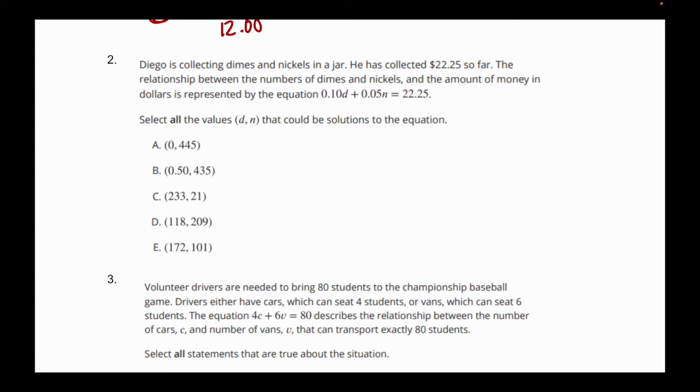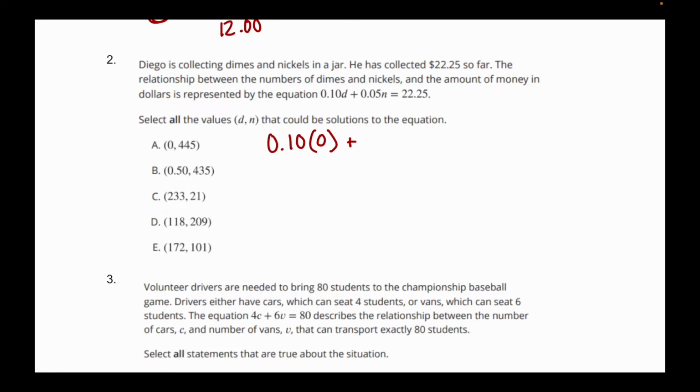So for this first one, we would have 0.10 times the 0 we're plugging in for D from the first one here. And then the nickels, they're saying 445. So if I'm actually labeling these, this is values of D and values of N, dimes and nickels.